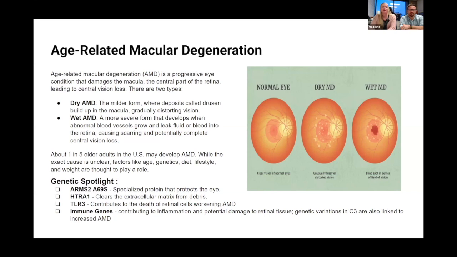And you guys may have heard of the studies that came out, and they really focused on some critical genes like the ARMS2 gene. And that is a specialized protein that protects the eye. We're still looking into the exact mechanism behind that protein. And so there's a lot of money going into those resources to discover more about those things.